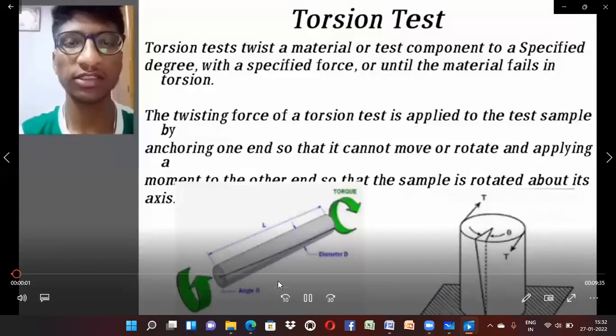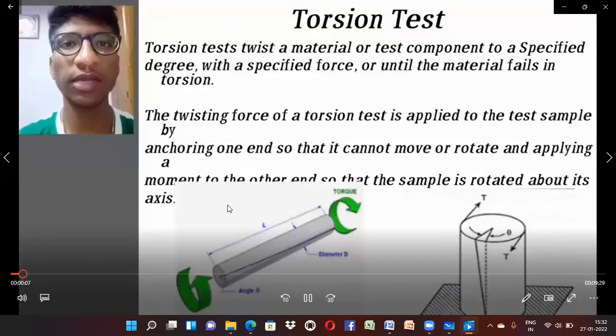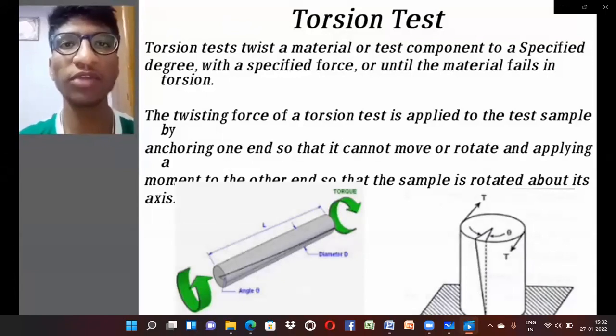Hello respected teachers and my dear friends. I came forward to introduce the torsion test. What is meant by torsion test? Where is it applicable? Why do we want to do a torsion test? What are the desired outcomes while doing a torsion test? So guys, I would like to explain all these things.